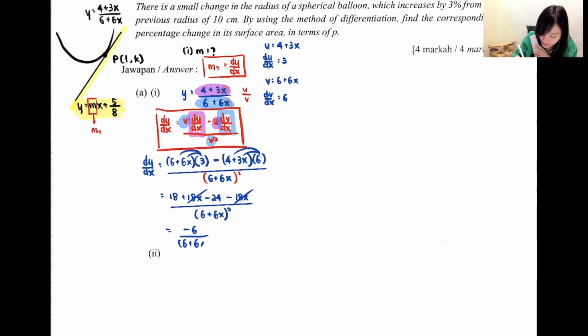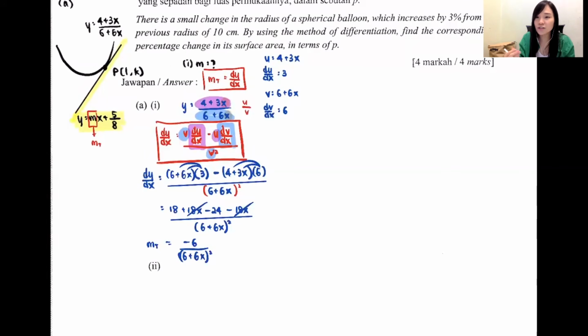Yeah, I got my dy dx. I repeat again, why are you getting a dy dx? Because your dy dx always represents the gradient of the tangent. But is that the final answer? No, because gradient is talking about how steep your straight line is. Your answer should be a number. How do you make it a number, my dear?